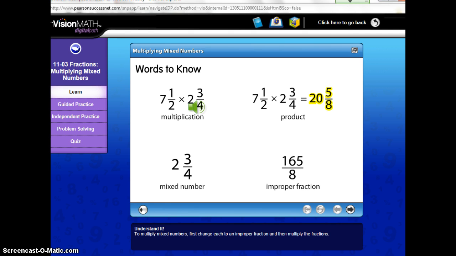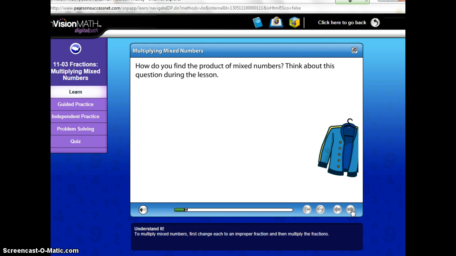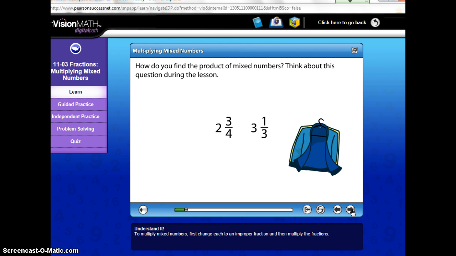Well, we could round them just to estimate and see if we're getting about the right answer. But what do we often do to a mixed number? Darius? That's right. We turn it into an improper fraction, and that's what we have to do today. So, how do you find the product of two mixed numbers? That is our question of the day.